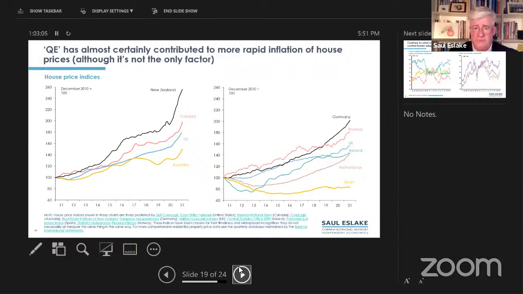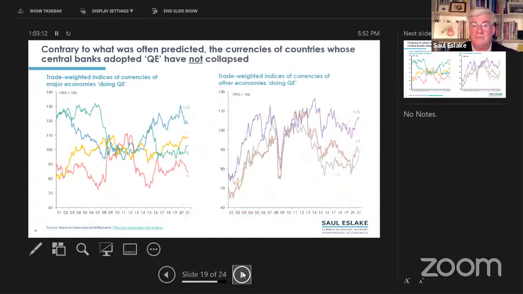For all that we're focusing again on house prices rising in Australia, they're actually rising a lot less in Australia than they are in many other developed countries.